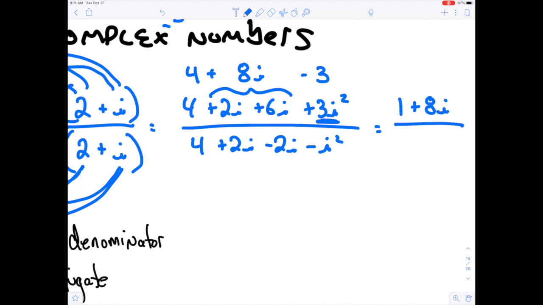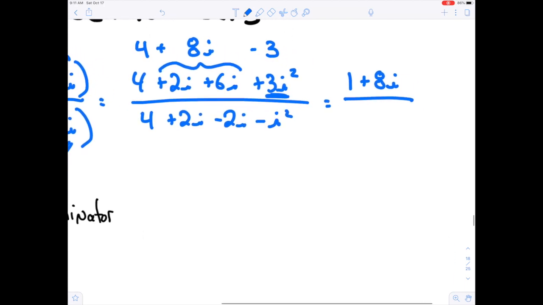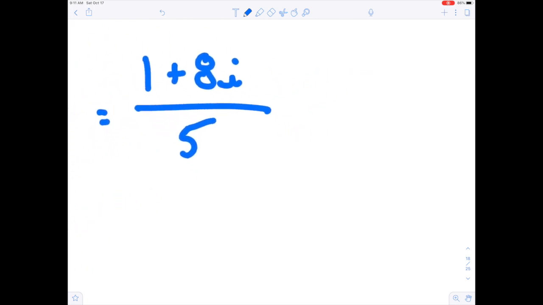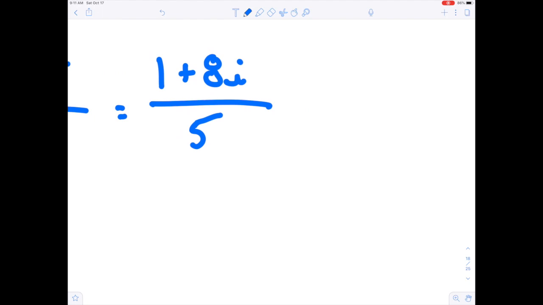And on the bottom, our goal here was getting rid of i in the denominator. That's really what we're doing with division. The plus 2i and the minus 2i cancel out, so those are going to go away. I have a minus negative 1, so that's going to become plus 1. And 4 plus 1 equals 5. So we have ourselves a fraction. There's no more i in the denominator.